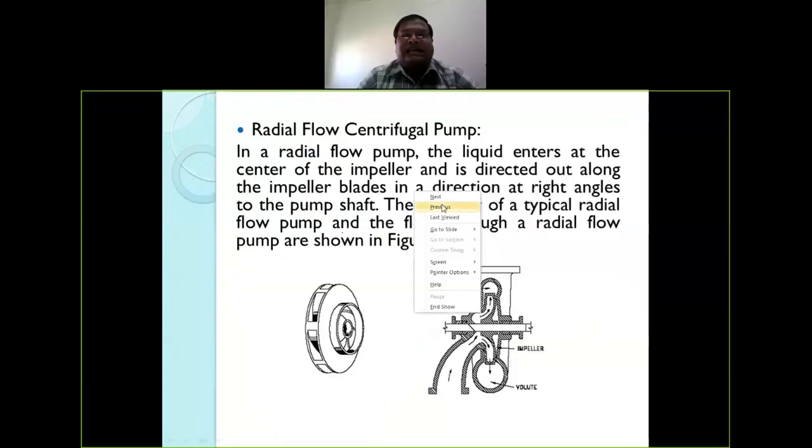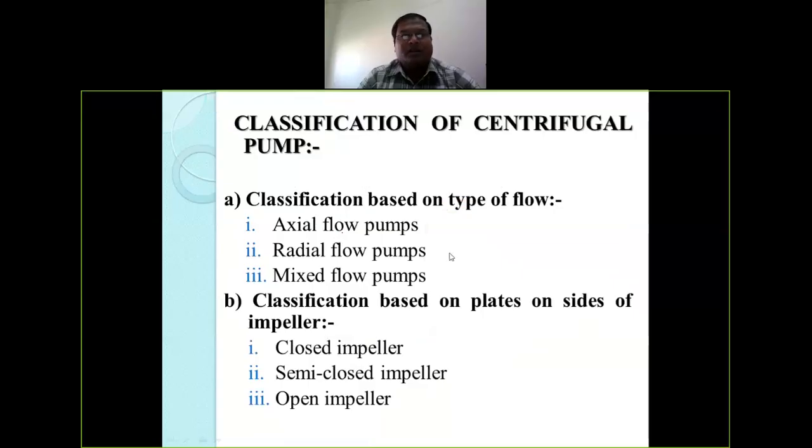Now classification of a centrifugal pump. There are so many classifications. Based on type of flow, there are three: axial flow pumps, radial flow pumps, and mixed flow pumps. We will discuss all three. Then classification based on the plate on the side of the impeller, which we already discussed: closed impeller, semi closed impeller, and open impeller. We discussed this in the starting, when we discussed the components of the impeller. I have shown you the figure also. So now we will discuss these three: axial flow, radial flow, and mixed flow.